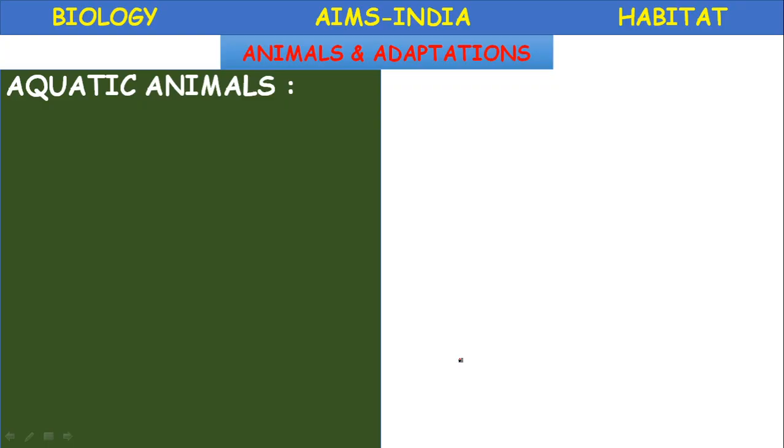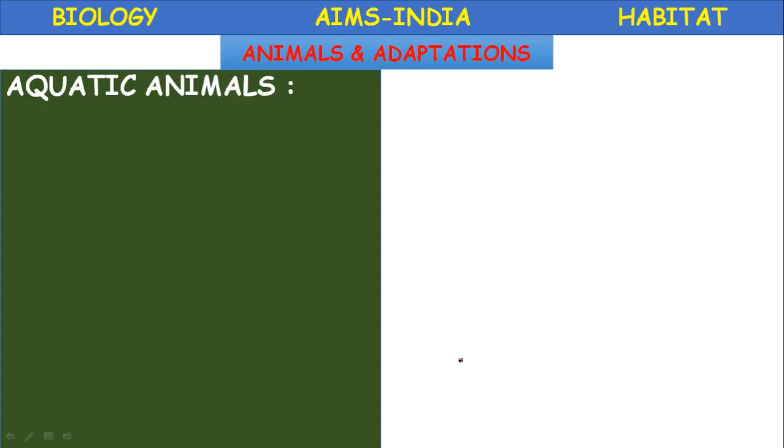Next, aquatic animals. The animals living in water habitats, living in oceans, ponds, lakes, are called aquatic animals. These animals include fish, crab, prawn, etc. They breathe with the help of special structures called gills. The gills absorb the oxygen dissolved in water, and water goes out of the body. Okay.